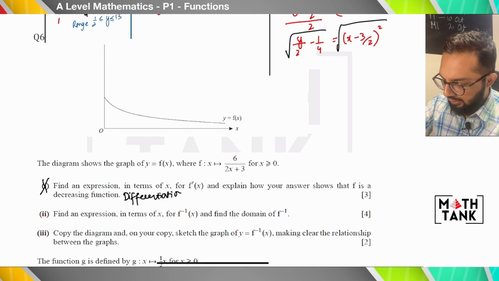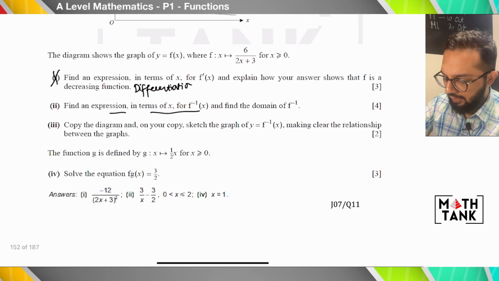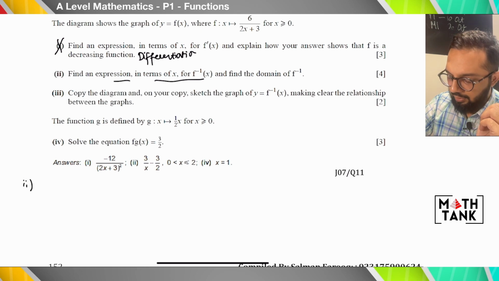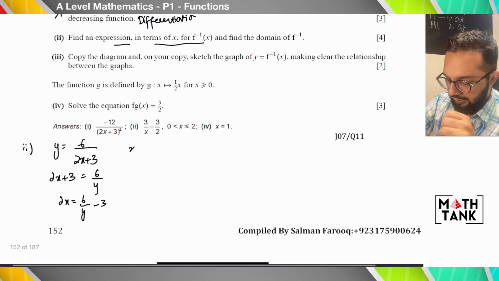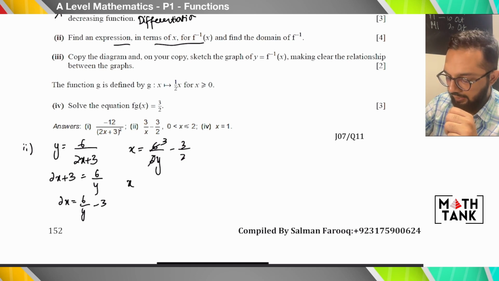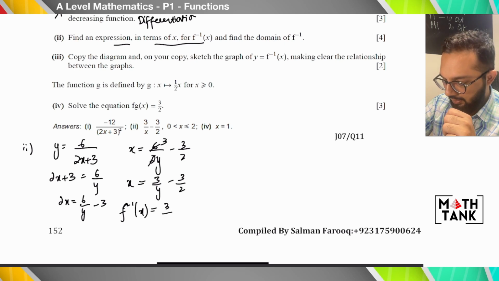Let's look at the other parts of this. Find an expression in terms of x for f bar inverse of x and state the domain. So I'm going to say that y equals 6 over 2x plus 3. So 2x plus 3 equals 6 over y. 2x equals 6 over y minus 3, and x is therefore 6 over 2y minus 3 over 2. So this becomes 3 over y minus 3 over 2. So that's f inverse of x equals 3 over x minus 3 over 2.